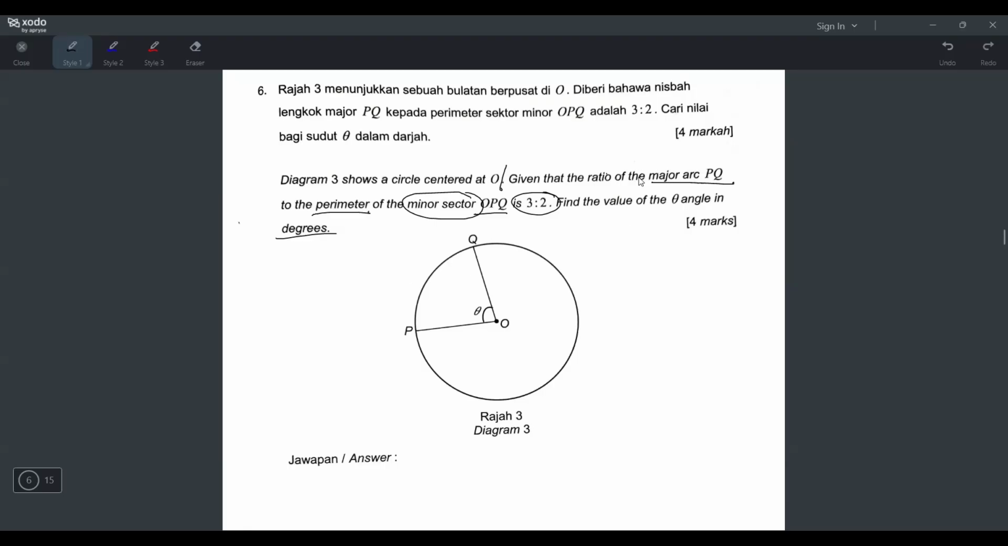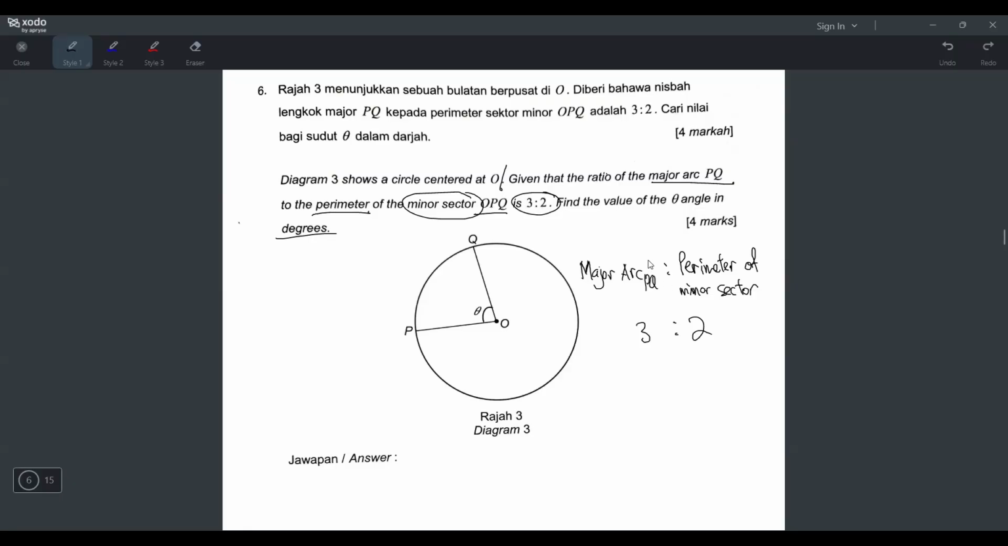Okay, so let's write it. Let's write down the information. Major arc PQ ratio siapa? Perimeter of minor sector OPQ. It means this one lah. So this is the minor sector, and they said perimeter. So perimeter of minor sector, and the ratio is 3:2.